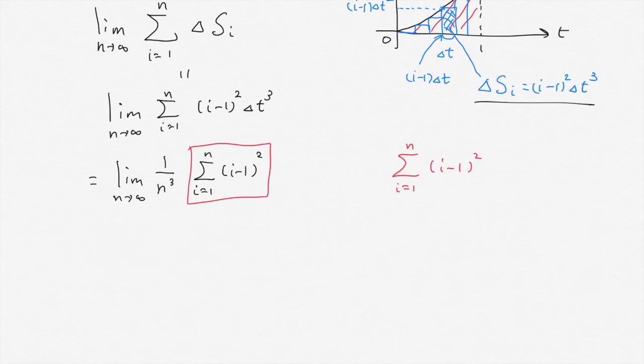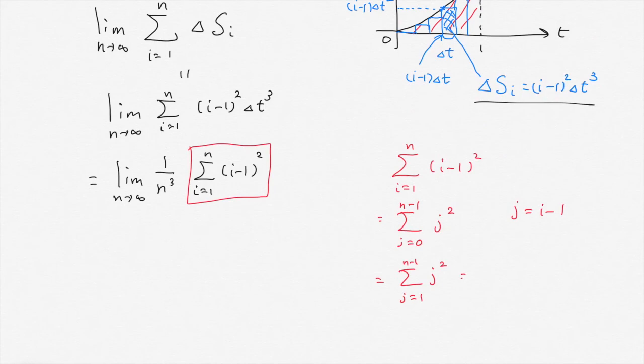Then we'd like to change the variables. j equal i minus 1. Then this becomes j squared. But the range is different: j equals 0 to n minus 1. For j equals 0, you don't have to include it. So j starts from 1 to n minus 1 of j squared.